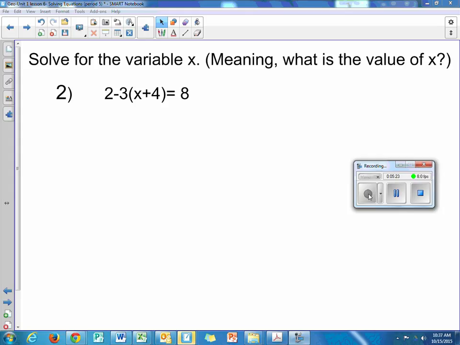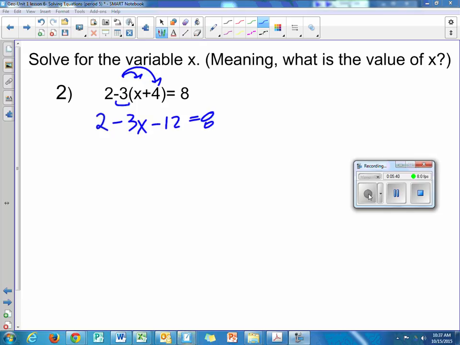Okay, so in this case, we discussed this in the warm-up earlier today, you guys, which is Thursday, the 15th. We're going to distribute this here. 2, bring it down. However, the negative 3 is together. Negative 3 times x is going to be negative 3x. Then you have negative 3 times 4, which is negative 12, equals 8.